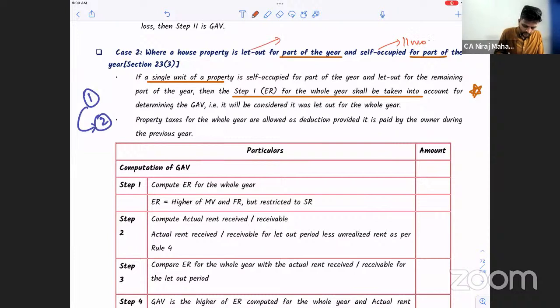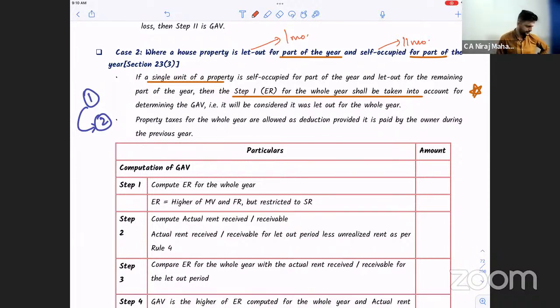And what? The property was let out for only 1 month. Now understand what is the cash income he got. 12 months, 1 month, 11 months. He got cash income only for the 1 month, the period for which it is actually let out. So actual rent is only for 1 month. Expected rent, problem, is for the entire year.